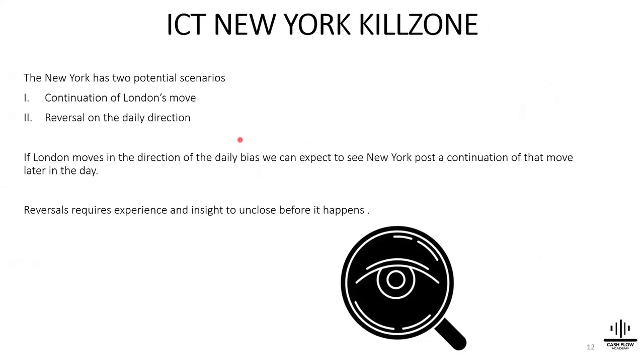New York has two potential scenarios. Number one, continuation of London's move, or a reversal of the daily direction. If London moves in the direction of the daily bias, we can expect to see New York post a continuation of that move later in the day. Reversals require experience and insight to close before it happens. So we can see that there are two scenarios that could occur in the New York session: either a continuation of the London move or a reversal.